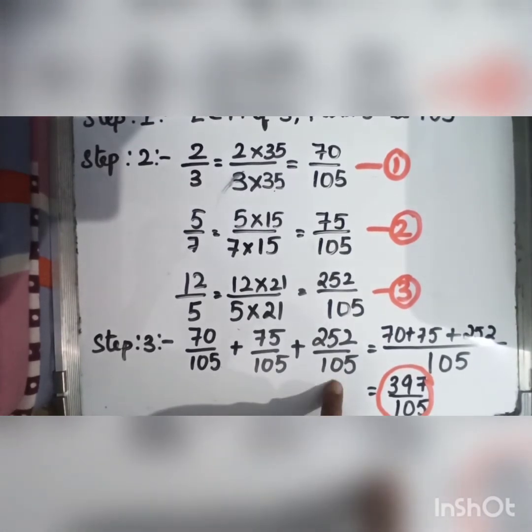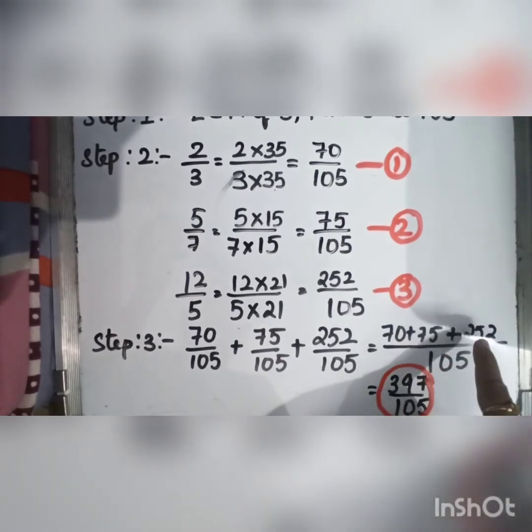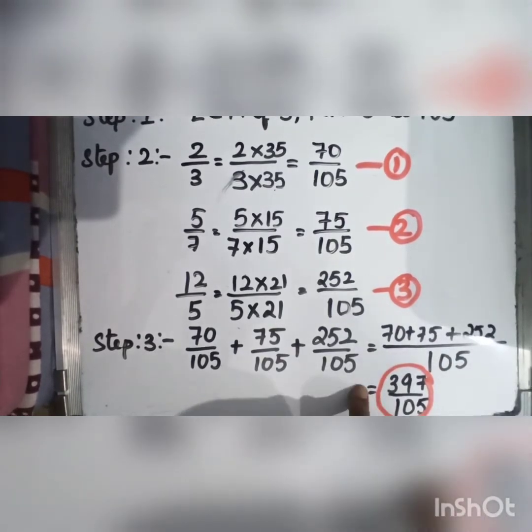Since the denominators are same, I take the common denominator, I add the numerators and I get the final answer. Now let us see some problems from worksheet number 4, page number 53. The first one asks to add, in that, bit A: 4 by 7 plus 11 by 14.